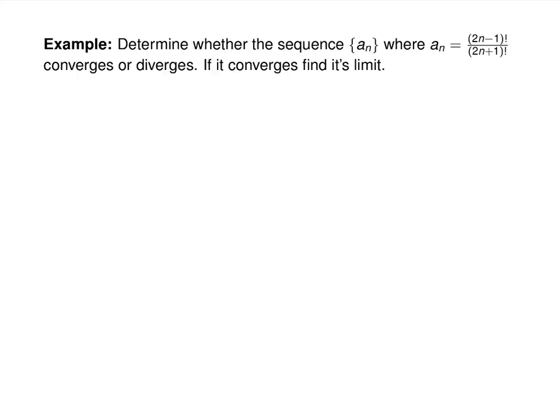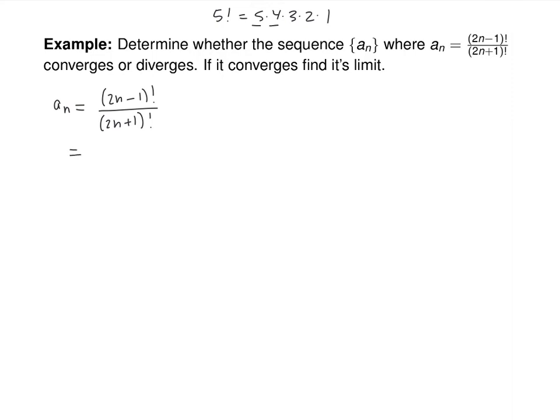So we're going to determine whether the sequence a_n, where a_n is defined as (2n minus 1) factorial over (2n plus 1) factorial, converges or diverges. Now, a useful way to think about factorials is that the number inside the factorial tells you where to start counting down from. So, for example, you could think about 5 factorial as 5 times 4 times 3 times 2 times 1.